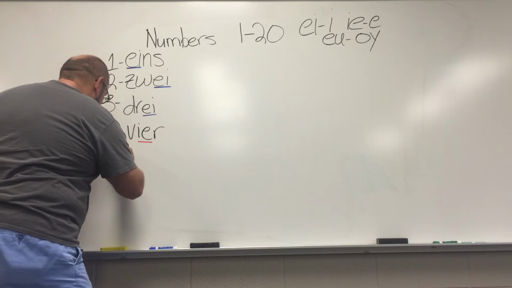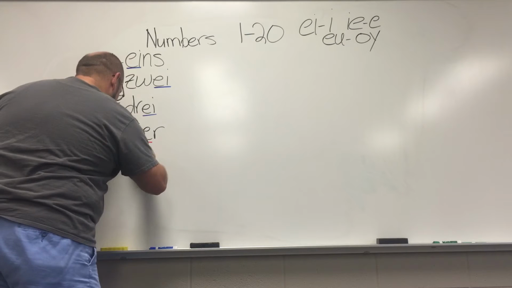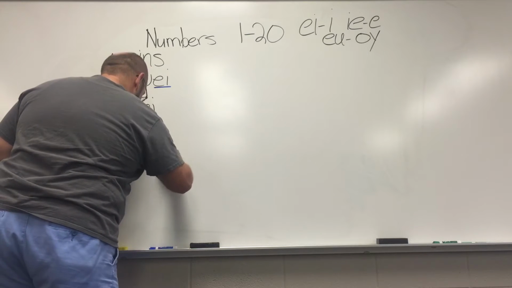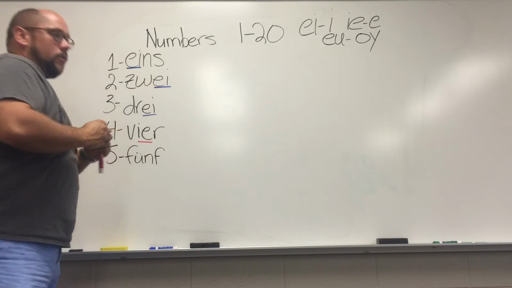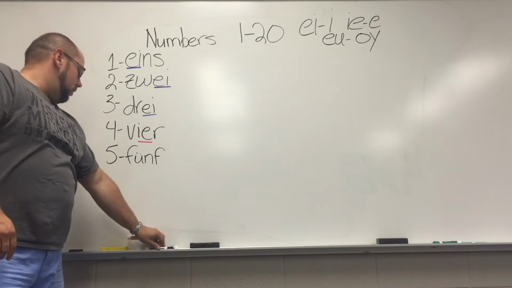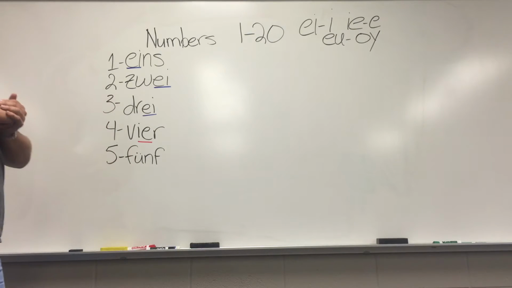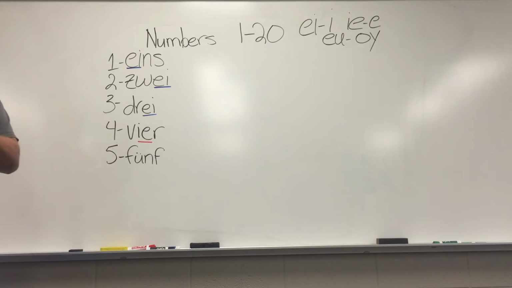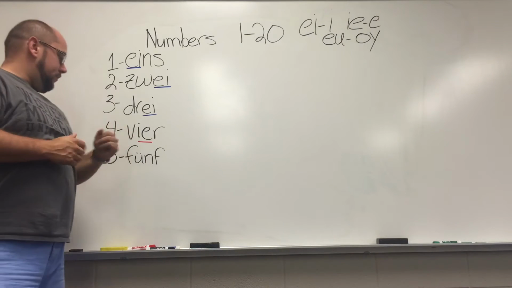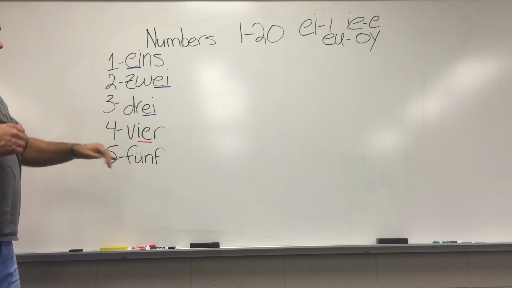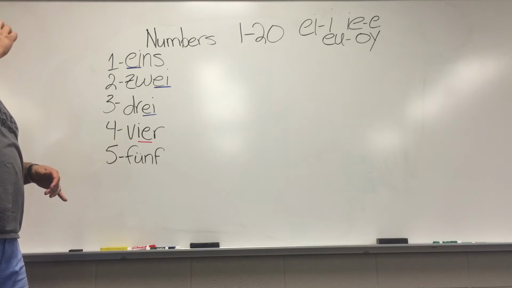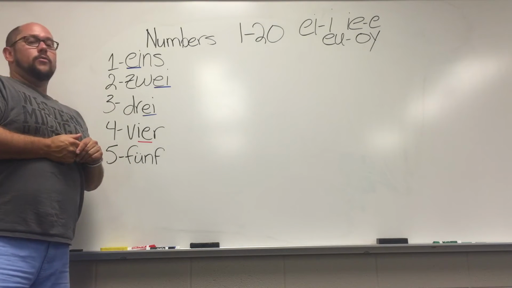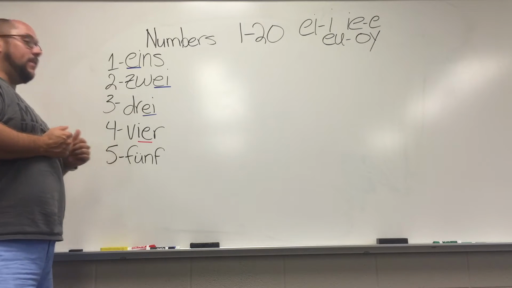Number 5. Fünf. Fünf is the number 5. This one has the U with the 2 dots. The 2 dots, of course, are called an umlaut, which we've talked about a little bit already. So the U with the umlaut makes the U sound: fünf. That's the number 5.